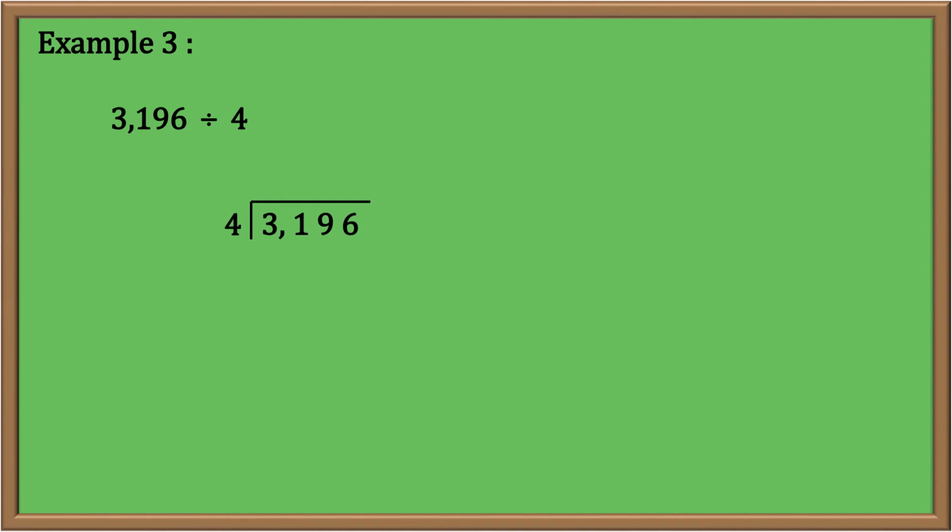Before we end, we'll do one more example. 3196 divided by 4. Write the dividend, draw the lines and write the divisor. The first digit in the dividend is 3. But we cannot divide 3 by 4 because 3 is smaller than 4. And what should you do when the number to be divided is lesser than the divisor? Put a 0 in the quotient. Put the 0 above 3.